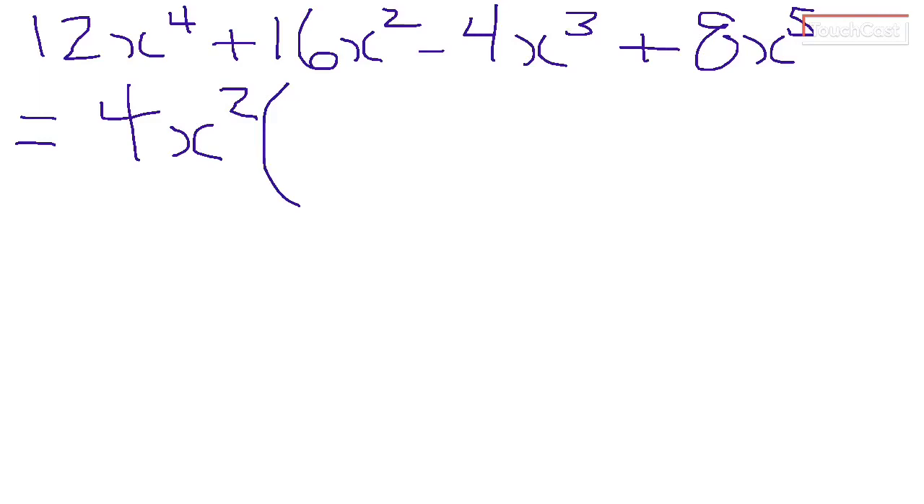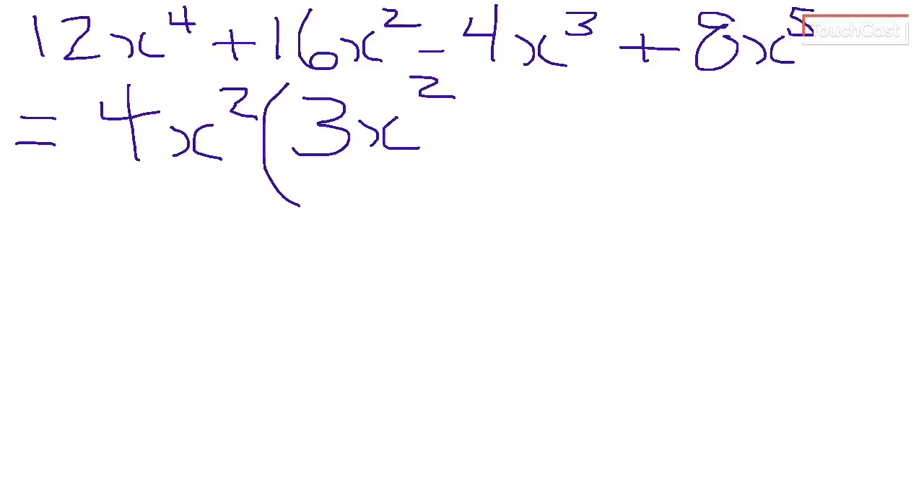Then I need to figure out what I need to multiply the first term by to get the 12x to the 4th. Well, I have to multiply 4 by 3 to get 12. So that's what's left over. What do I have to multiply the x squared by to get x to the 4th? Remember our rules of exponents. When we're multiplying something, we're adding the exponents. So I have to add 2 to 2 to get 4. So I'm factoring out x squared.